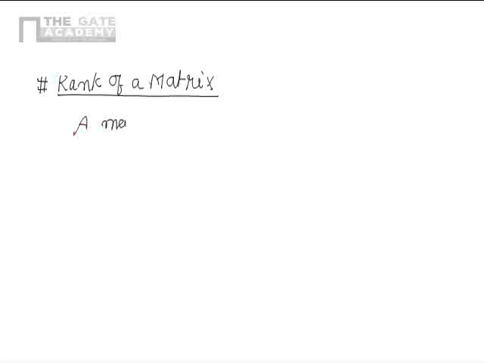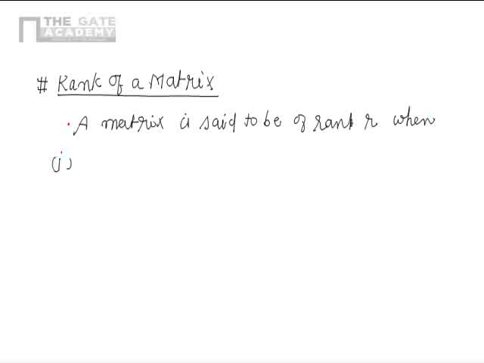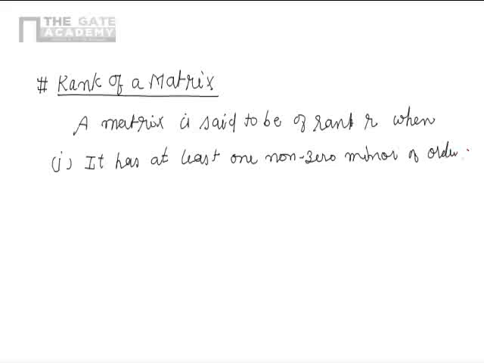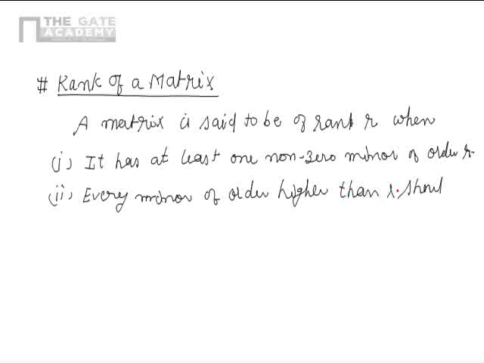A matrix is said to be of rank R when, first, it has at least one non-zero minor of order R, and every minor of order higher than R should vanish. What it means, we will understand with the help of one example.